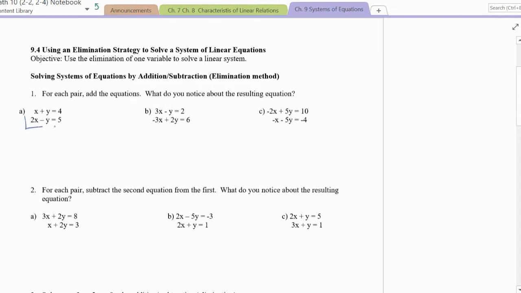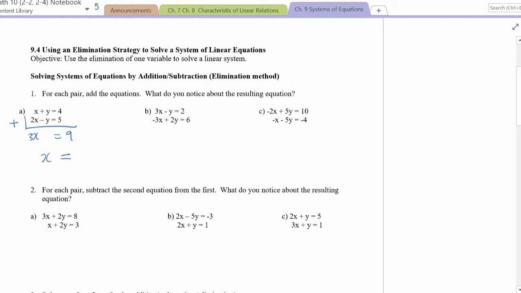So we're going to add those two equations. So let's add them up. x plus 2x. Remember, 1 is hiding here. x plus 2x is 3x. And plus y minus y. So 1y minus 1y, when you add them up, it becomes 0. There's nothing here, right? And 4 plus 5. What do you guys get? 9. All right? So the answer is 3x equals 9.